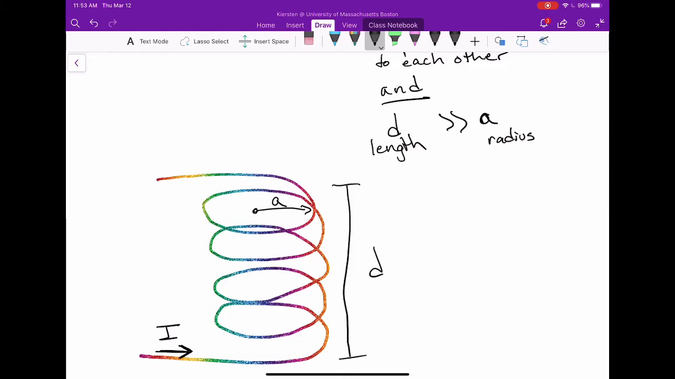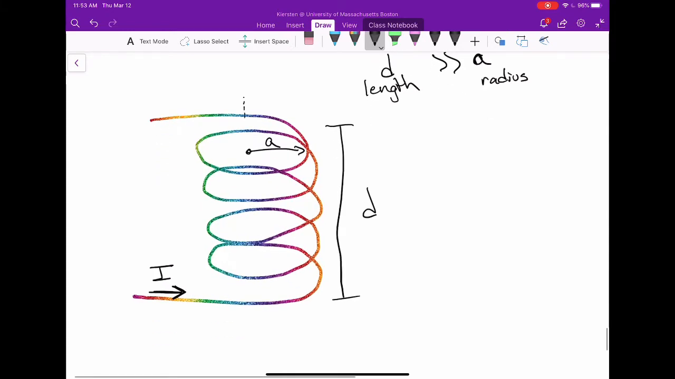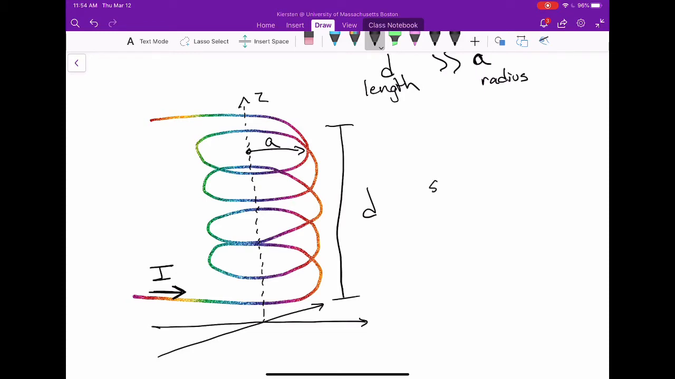I'm going to define a coordinate system here while we're at it. So I'm going to center this solenoid on the z-axis. So that's the z-axis. And I'm going to say we're in cylindrical coordinates, but that's my xy plane regardless. Now, the first question in this activity is use Ampere's law to find the magnetic field inside this solenoid. So 1, find B.